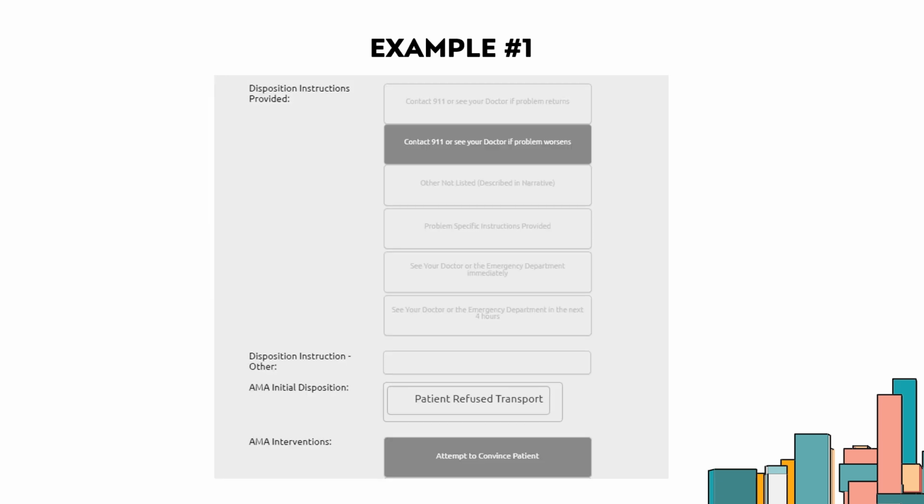We have all had that conversation with the patient on if you feel the need after we leave at any point to please contact 911 or see your doctor if the problem worsens. If this was a case in example number 1, it was not clearly documented in the narrative. Also, the AMA initial disposition is patient refused transport, so this is in strict contradiction of the patient refused against medical advice. AMA interventions, they stated that the patient was attempted to go to the hospital. Again, there was no documentation of it.